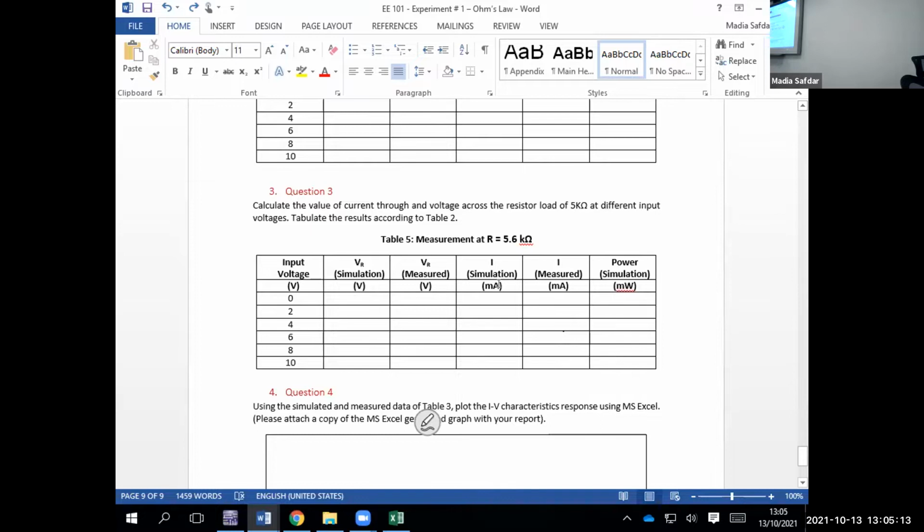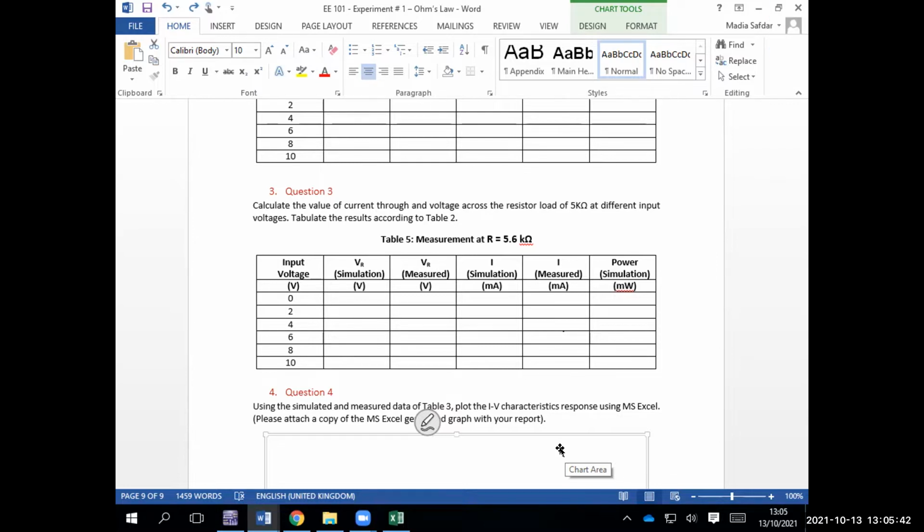How many graphs? 3 graphs. 2 graphs for simulated and measured, so you will have 2 lines on the same graph. This graph and this graph, 2 lines on the same graph for the simulated and measured. How many graphs do we put in this question? In this question, 1 graph, but the lines will be 2, measured and simulated.